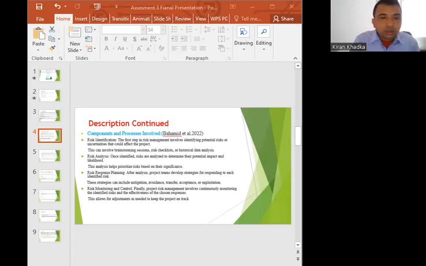Risk monitoring and control. Throughout the project lifecycle, risks are continually monitored and controlled. This involves tracking changes in risk levels, reassessing them as needed, and adjusting risk response strategies to ensure the project stays on course and responds effectively to evolving risks.